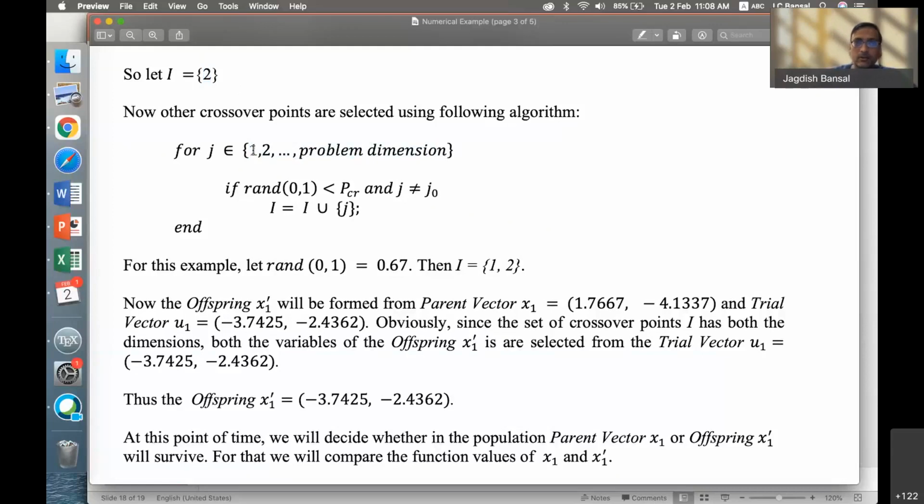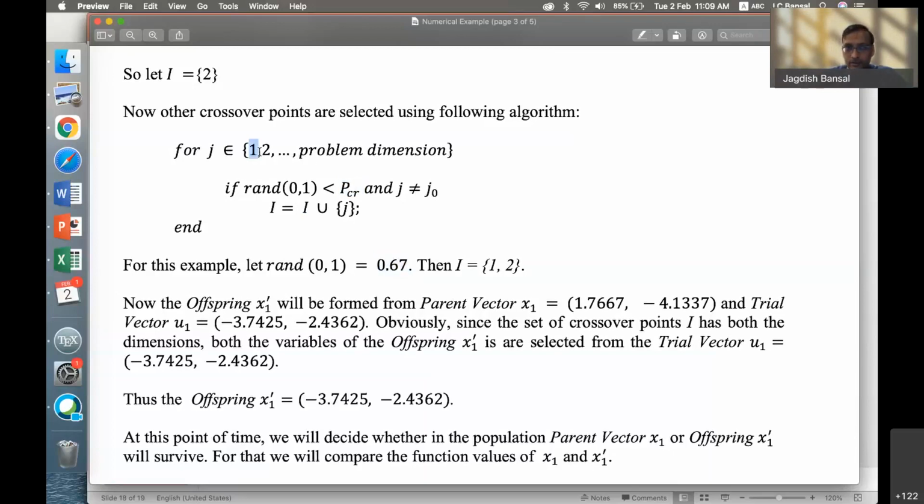For this j equal to 1, I will generate a random number between 0 and 1 and will check whether it is less than 0.7 or not, right? If it is less than 0.7, then that particular 1 will be included in this set I, then it will become 1, 2. So let me tell you that I have generated this random number between 0 and 1 at 0.67, and this 0.67 is less than 0.7, and therefore this one will be included in this set capital I, and so now this set becomes 1, 2.